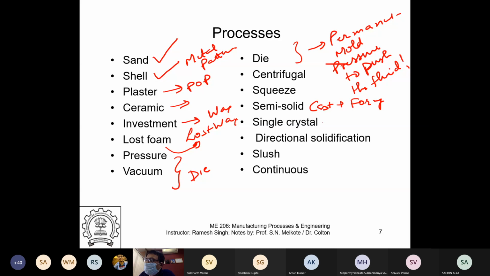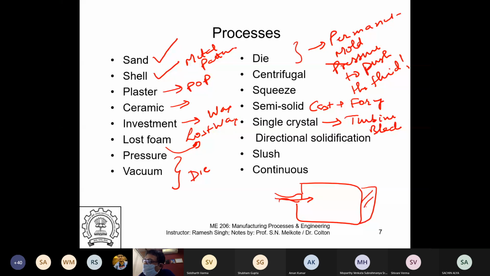Then there is something called single crystal, which is used for turbine blades. While casting, you constrict it and allow only one grain to pass, and you put a chiller plate here and cool it here, and only one grain comes out. So the entire material is just one single crystal. This is a technology which is very critical.